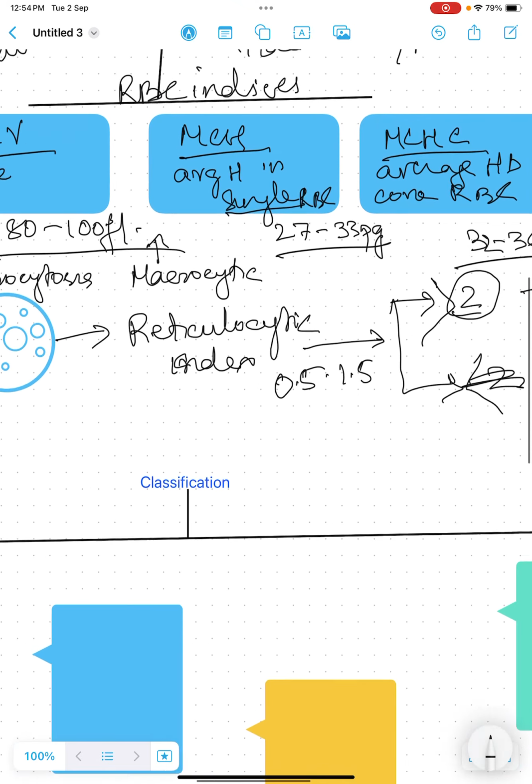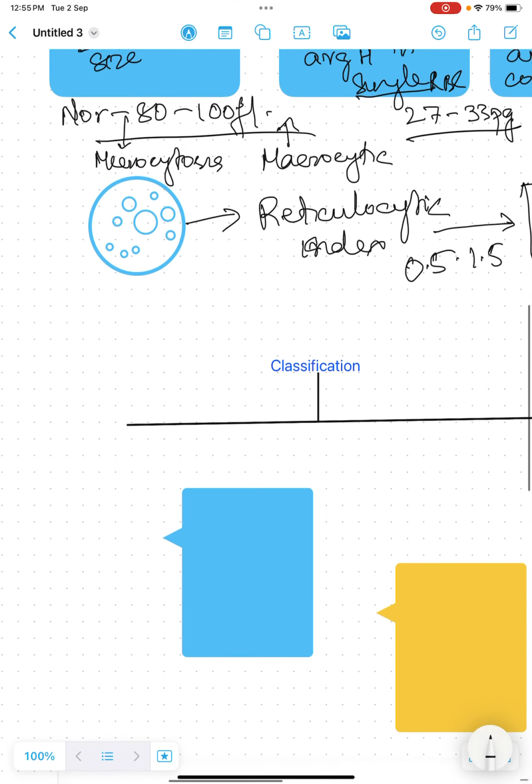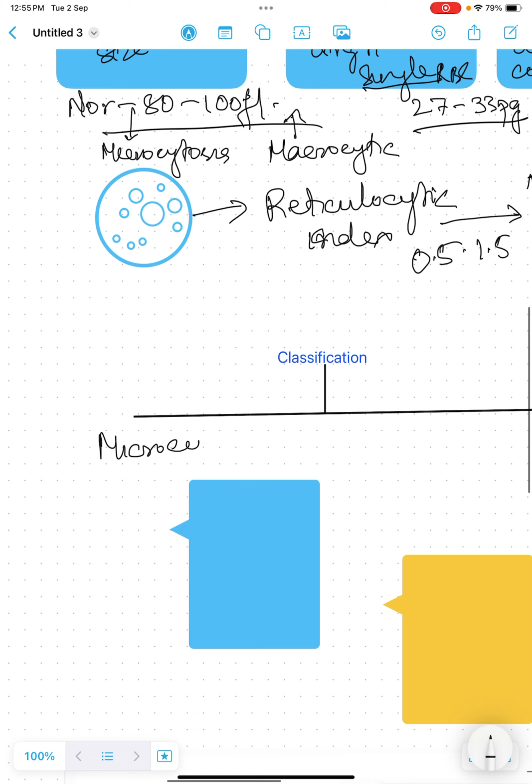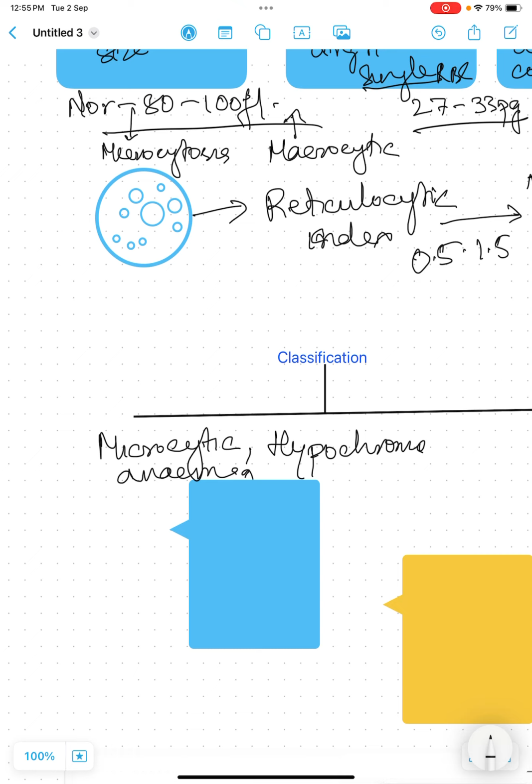Now coming to the classification, as I said, the first one is when the MCV, MCH and everything is down. So there will be microcytic, hypochromic anemia. What will happen to MCV, to MCH and to MCHC? All will be reduced below the normal range.